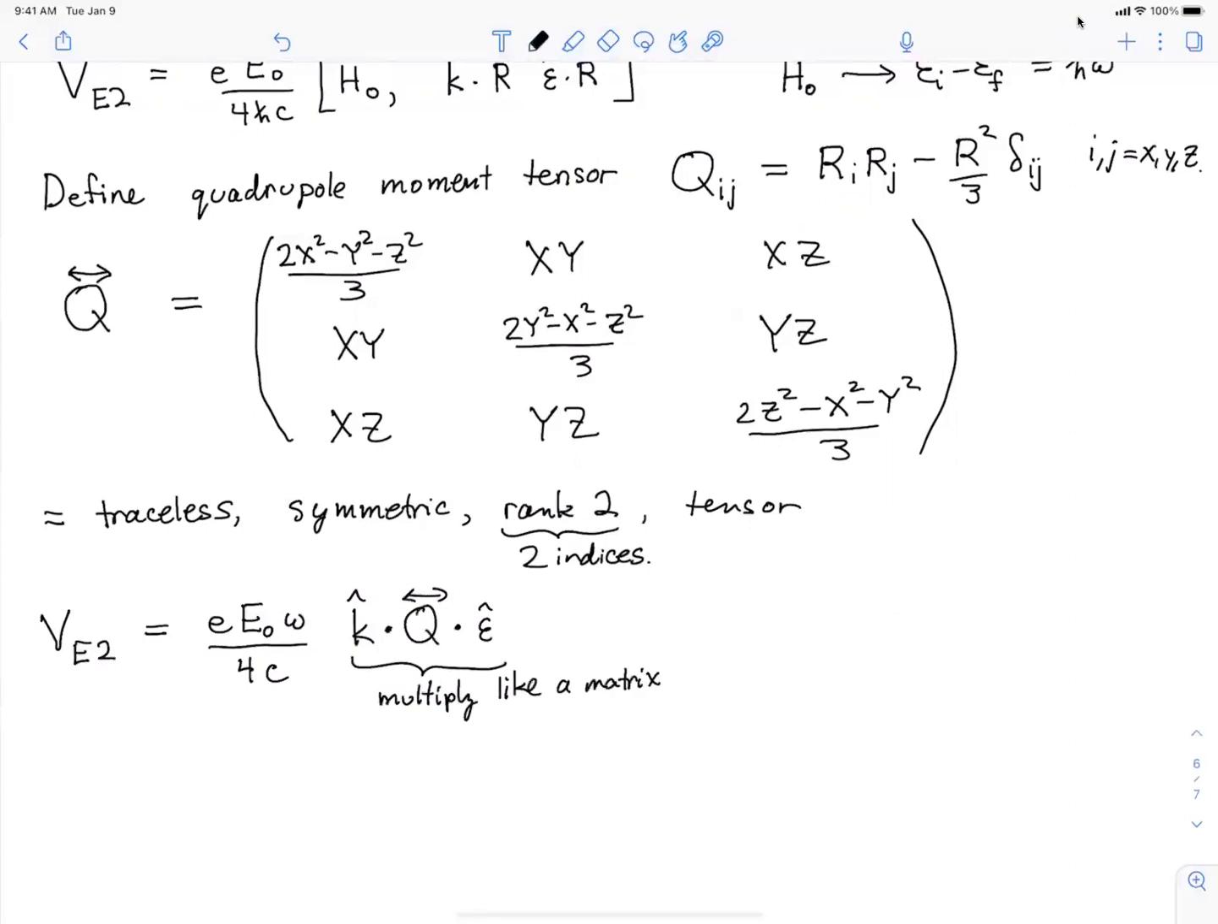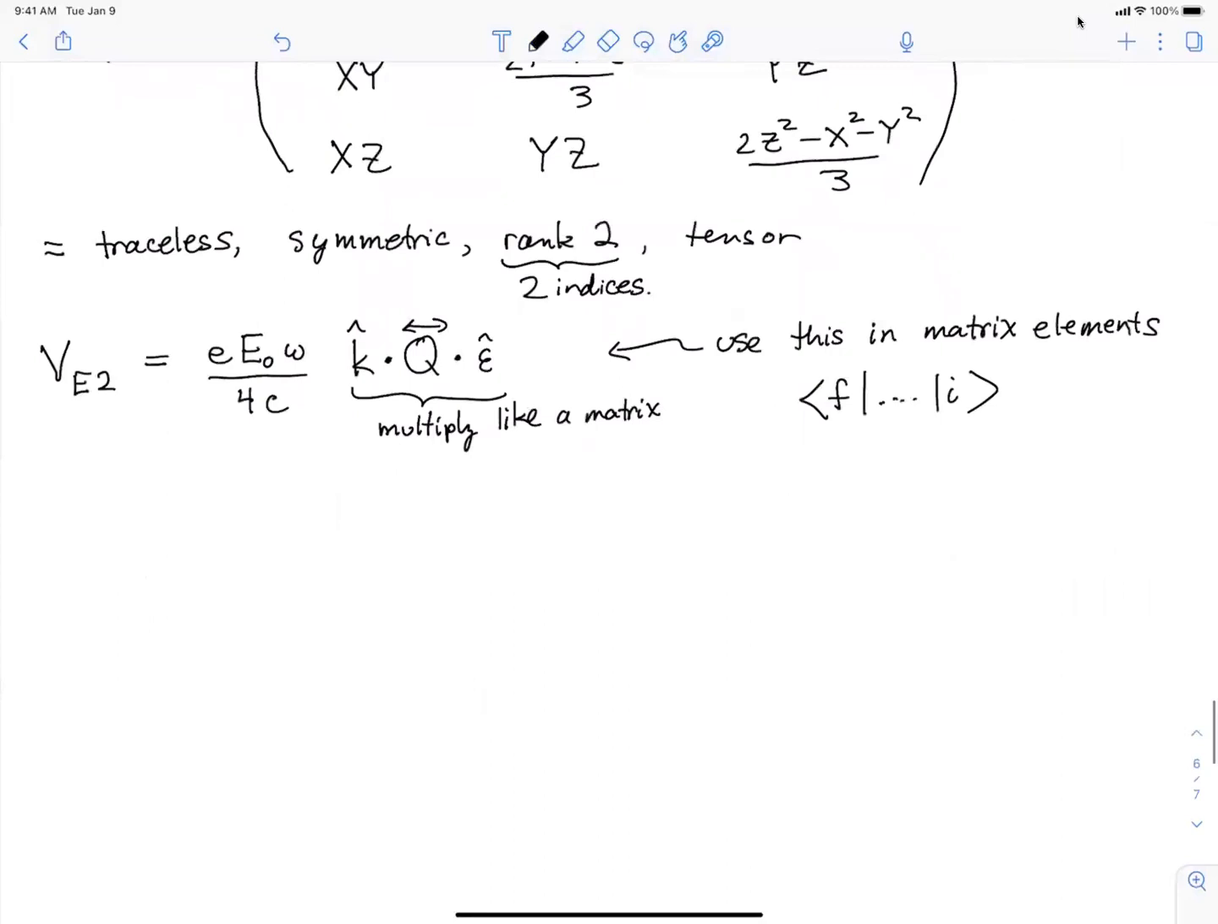But it's not just a matrix, it's a tensor. Okay, and then we're going to use that operator in matrix elements. I'm not going to bother to try to write out all the constants that go with it, but basically you have final state, you put that operator in there with some appropriate constants, initial state. And so now we can work out, because we know what the Q operator looks like, the selection rules. Okay, so let's do that.